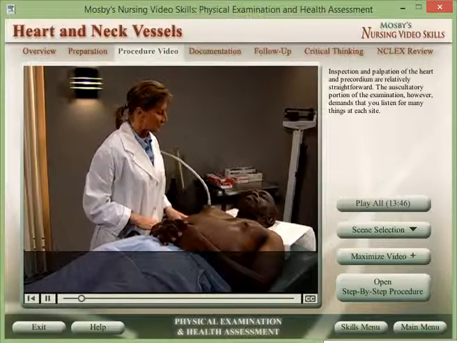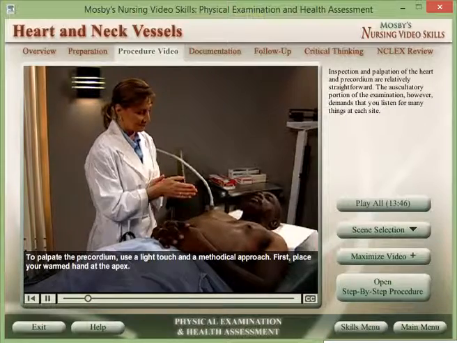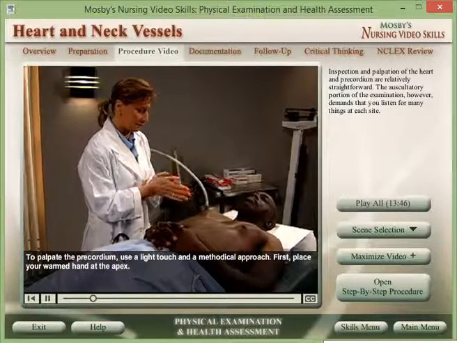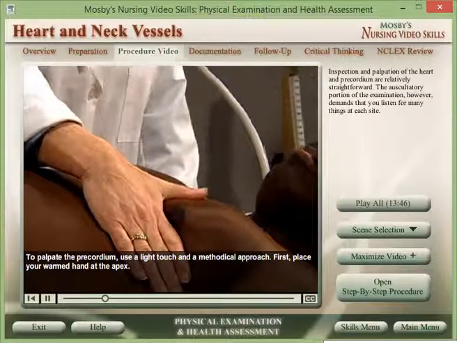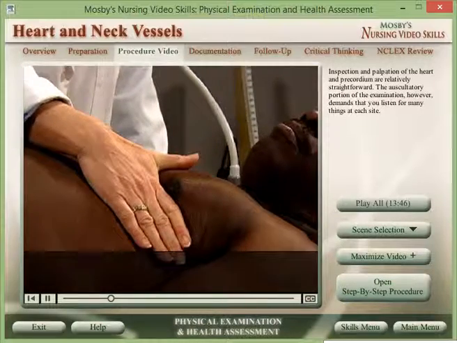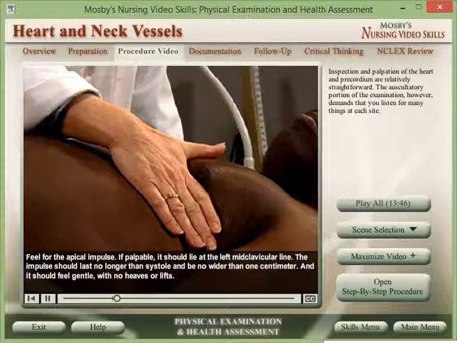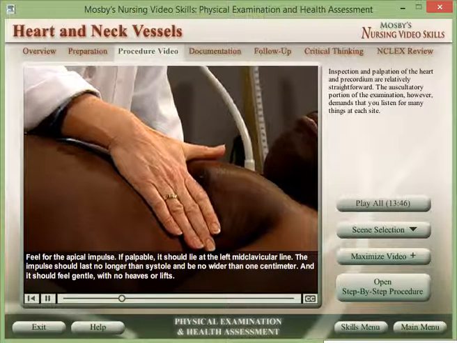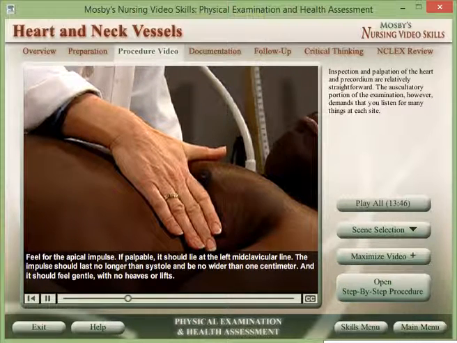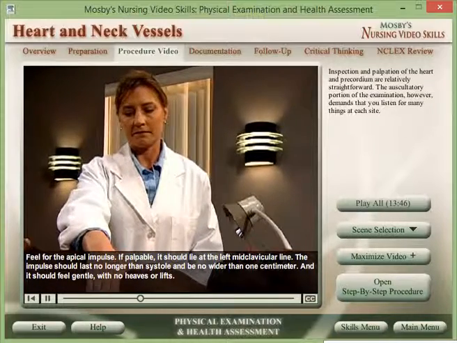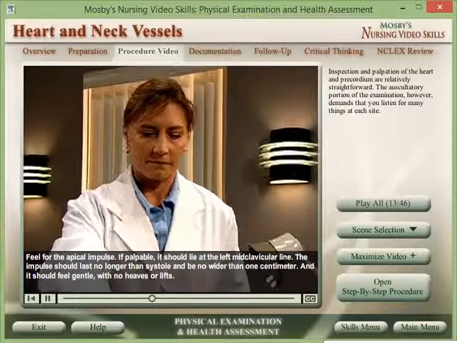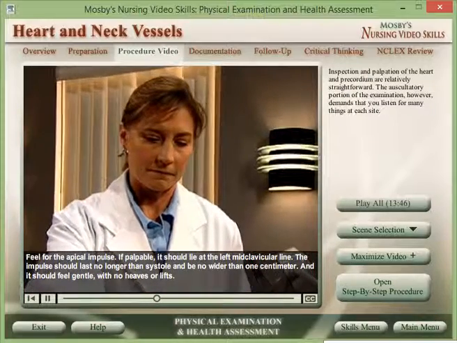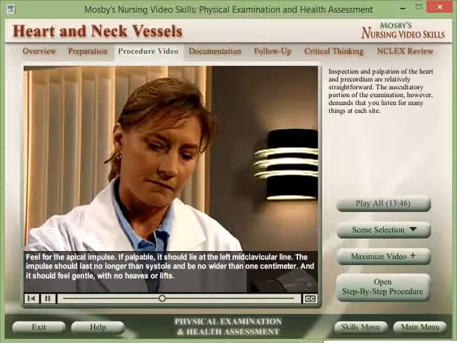Now I'm going to feel your heart movement. To palpate the precordium, use a light touch and a methodical approach. First, place your warm hand at the apex. Feel for the apical impulse. If palpable, it should lie at the left mid-clavicular line. The impulse should last no longer than systole and be no wider than 1 centimeter. And it should feel gentle, with no heaves or lifts.